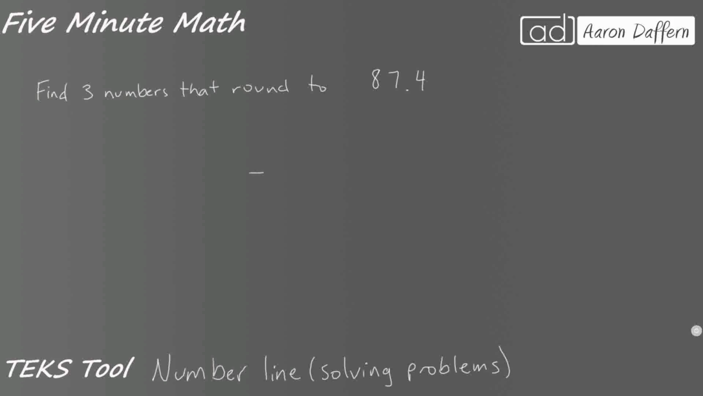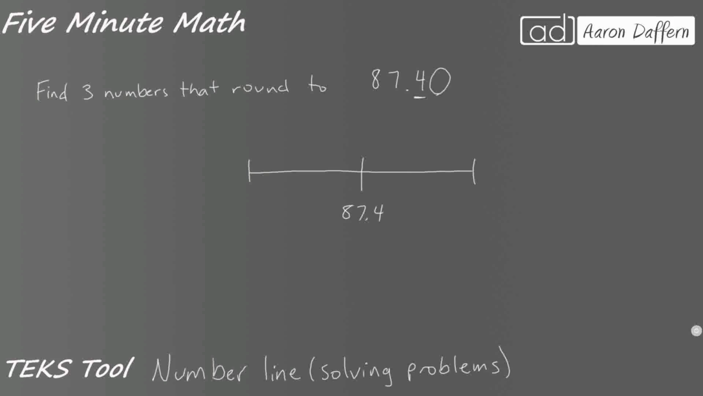When that happens, what I like to do is draw a number line and put our target number right in the middle, 87 and 4/10. Now, what we need is two different boundary numbers. Because if we can figure out what those are, then any number in between is going to round to 87 and 4/10. And the trick here is whenever we round, we're always looking at that digit and then whatever happens to the right of it, right?